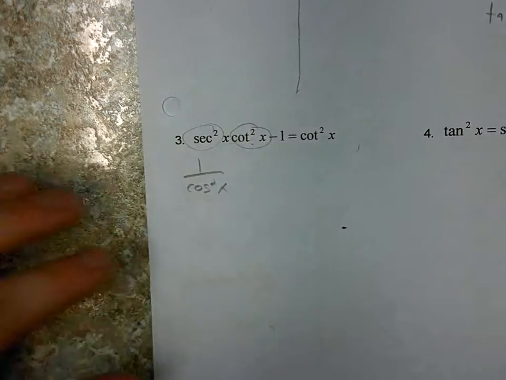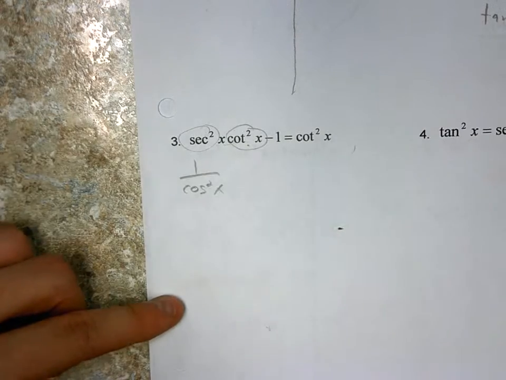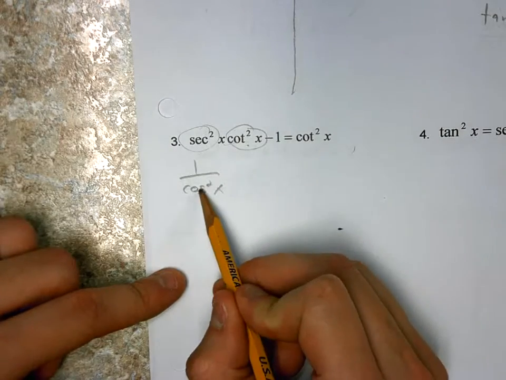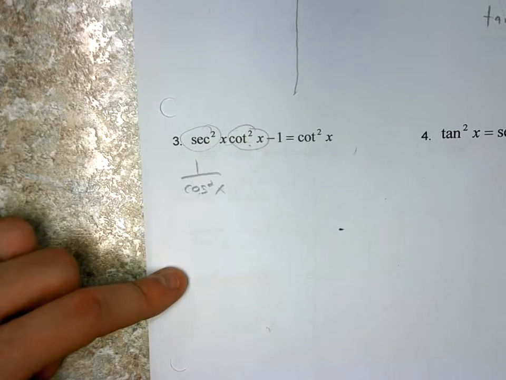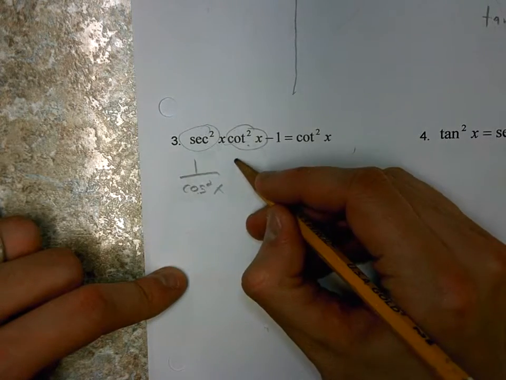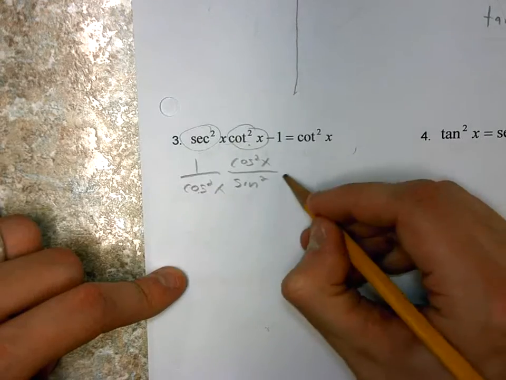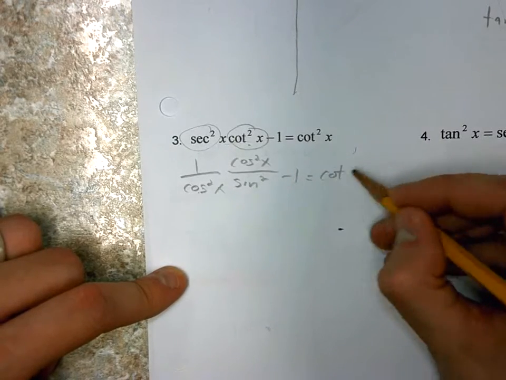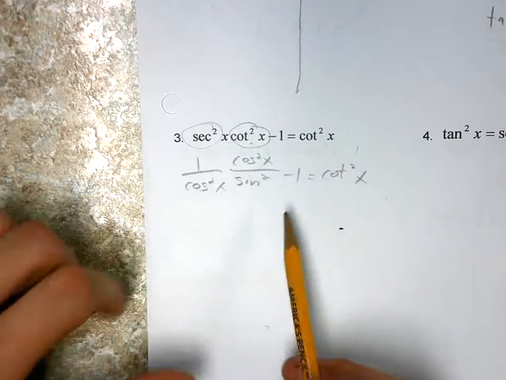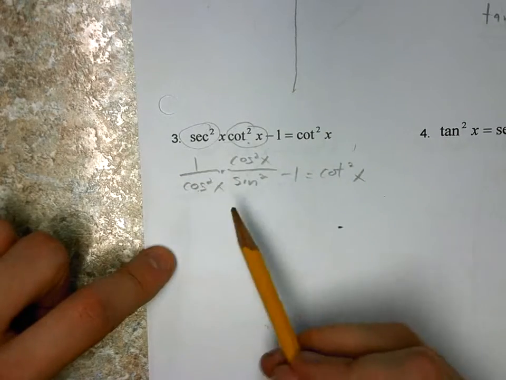Look at your identities. What's cotangent? 1 over tan. It can be 1 over tan, but since we just converted this to cosine, convert cotangent to sine and cosine. There's another identity that has cotangent as sine and cosine. Oh, cosine over sine. Yes. Minus 1 equals cotangent squared x. Okay. Actually, Josh, watch, because we're going to end up using the identity that you said. What happens?